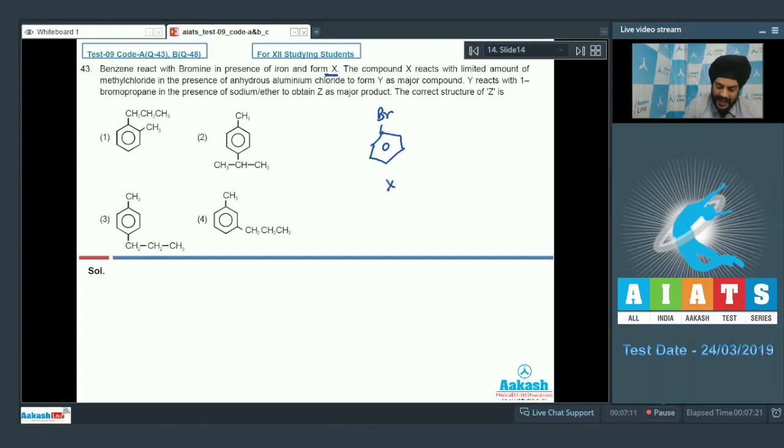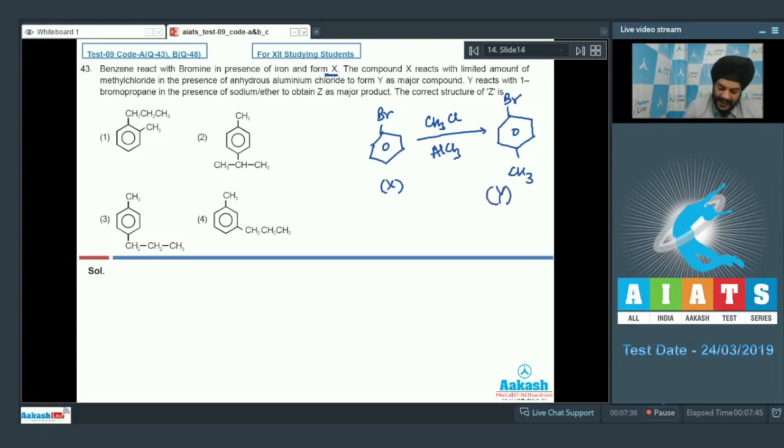The compound X reacts with limited amount of methyl chloride in presence of anhydrous aluminum chloride to form Y as the major product. So X is allowed to react with methyl chloride in presence of AlCl3. So this is going to form the para compound as major. Halogens are ortho-para directing, but they are deactivating. Okay, so this is Y.